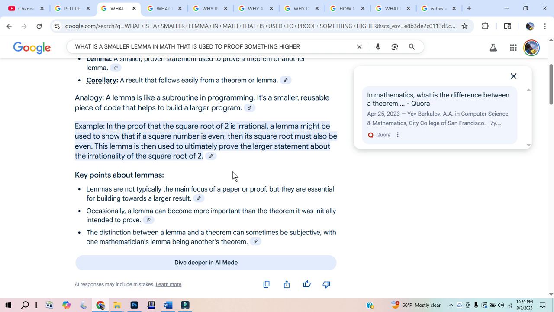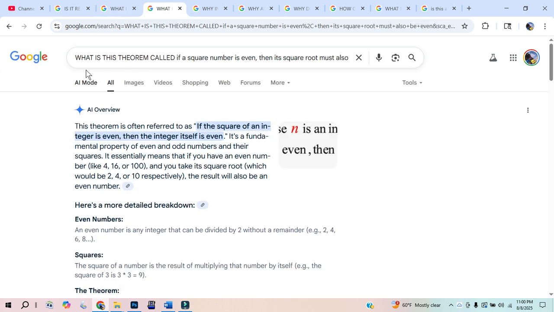So if I start with an even number a and then square it, it is going to be even. Then if I take the square root of that, a lemma might be used to show that if a square number is even, then the square root must also be even. Cool. And this lemma is used to ultimately prove the larger statement about the irrationality of the square root of 2.